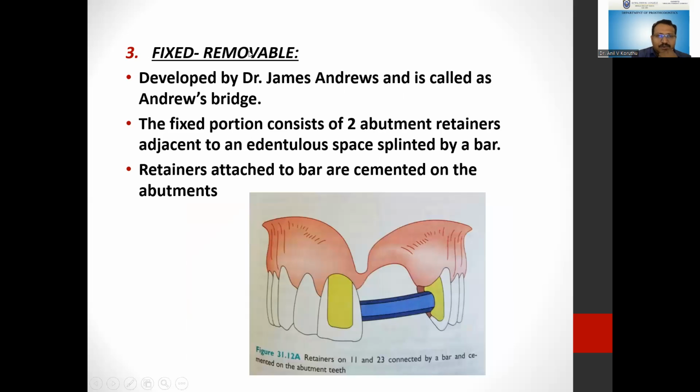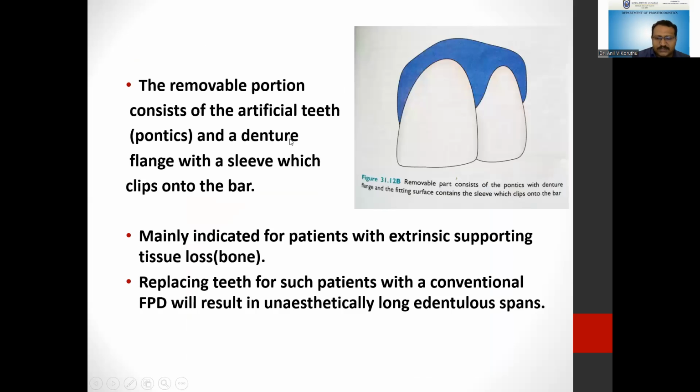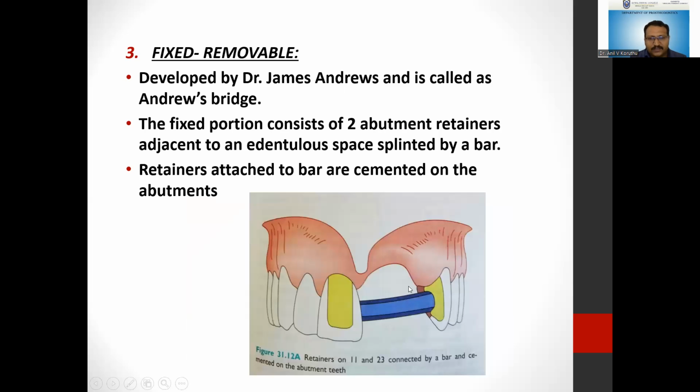And what is a fixed removable prosthesis? This is given in the condition where it is a long span or your ridge is totally resorbed, and you can't give a fixed FPD. The disadvantage of a fixed one is you will have to have a very long rooted tooth to replace this, which will be very much unnecessary.